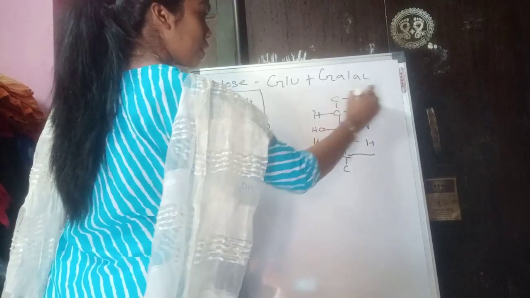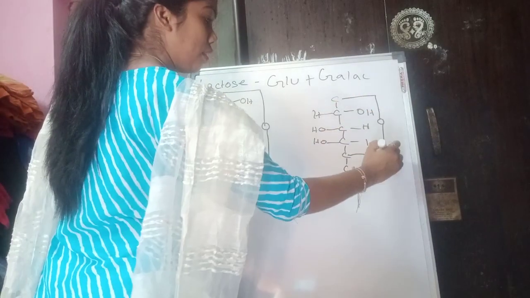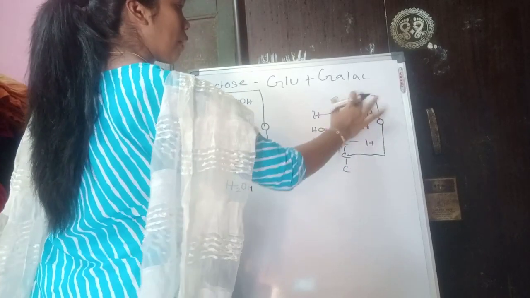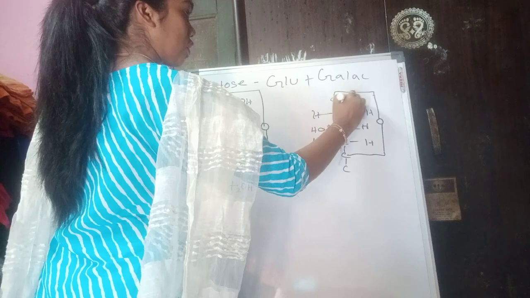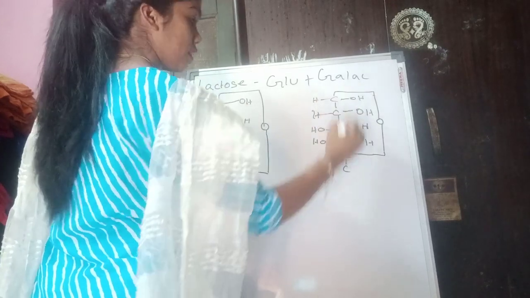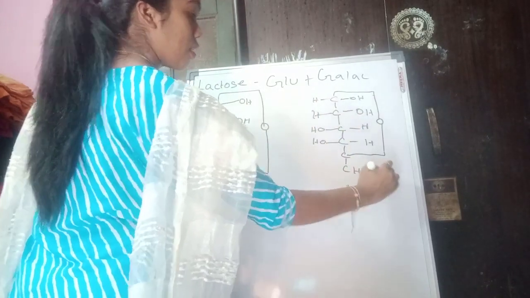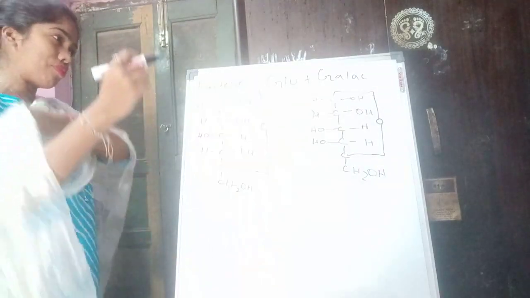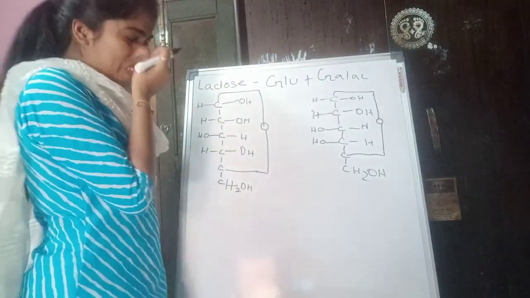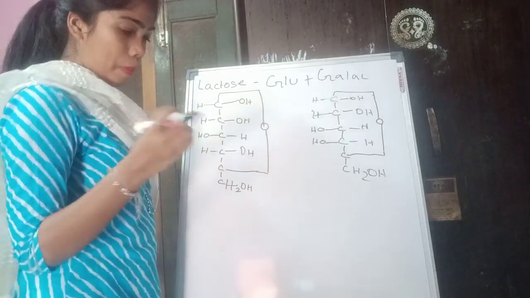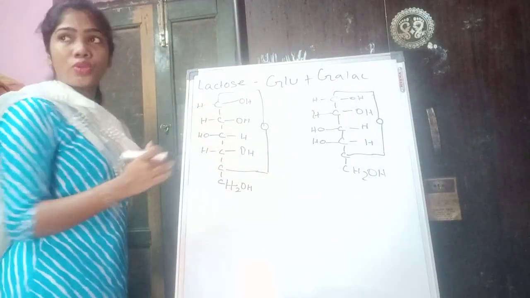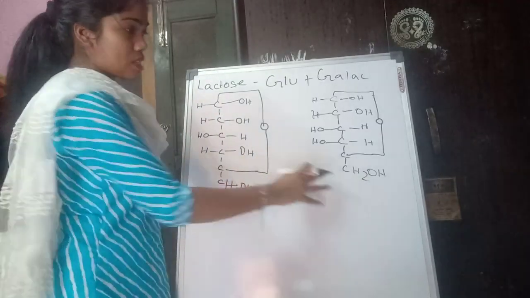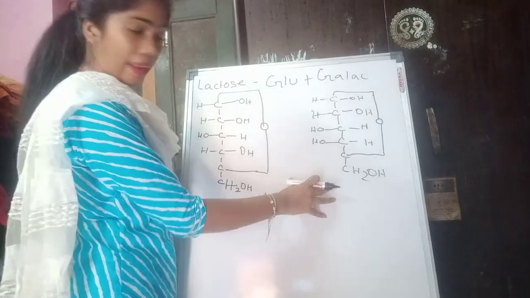Fifth carbon and first carbon will form the ring, so obviously fifth carbon will not have this configuration anymore when it is in a ring structure. So this is the structure of galactose. When galactose and glucose are combining, this is the ring structure of galactose.